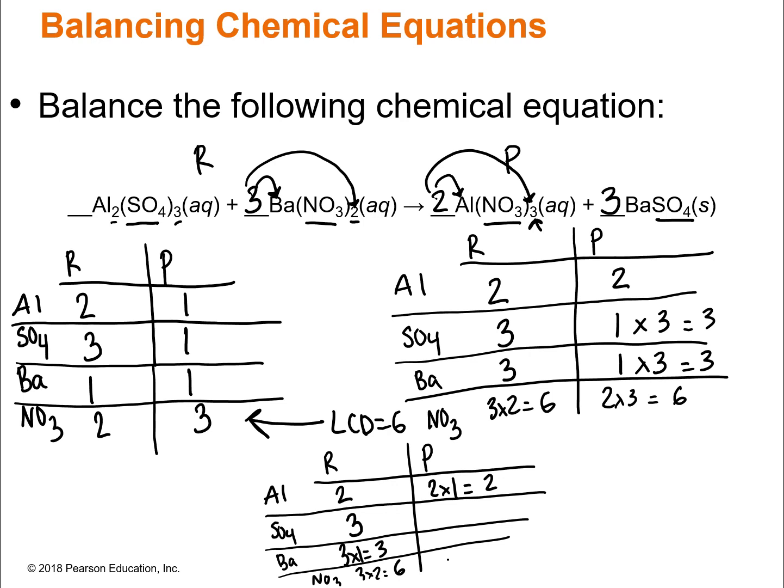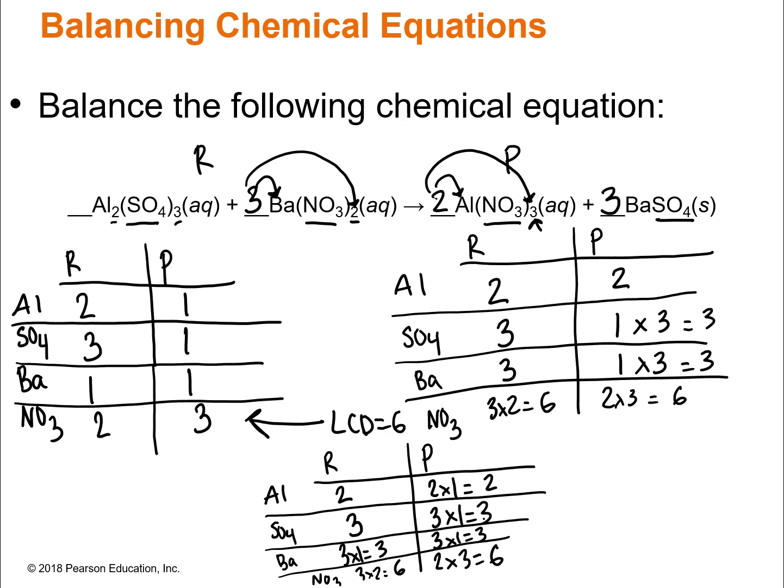So now we're looking at the nitrates, and that's 2 times 3 is equal to 6. Now we're looking at barium. 3 times 1 gives us 3. And the sulfates, 3 times 1 also gives us 3. Everything balances out, so we're good to go.